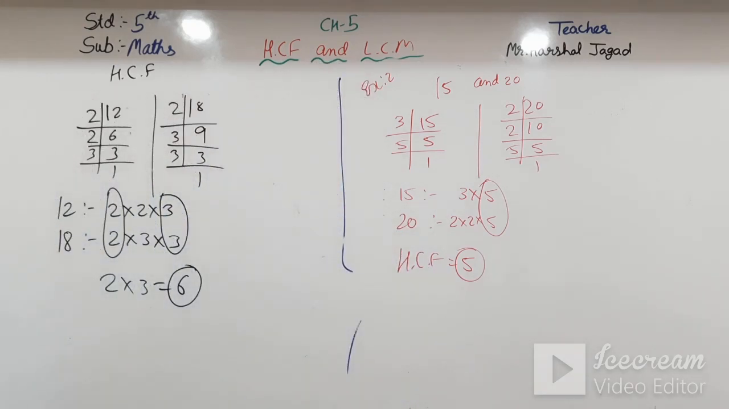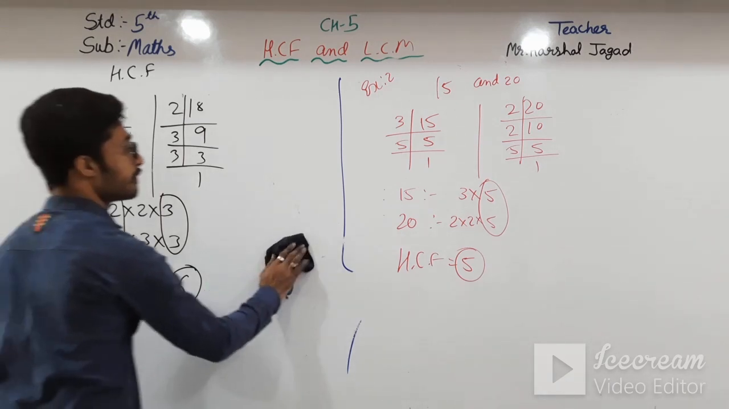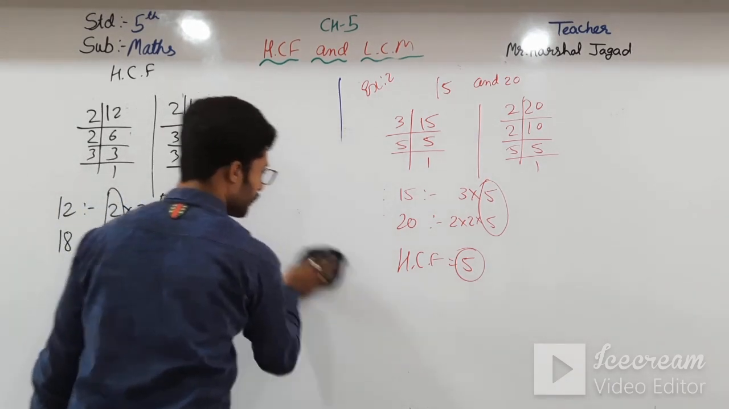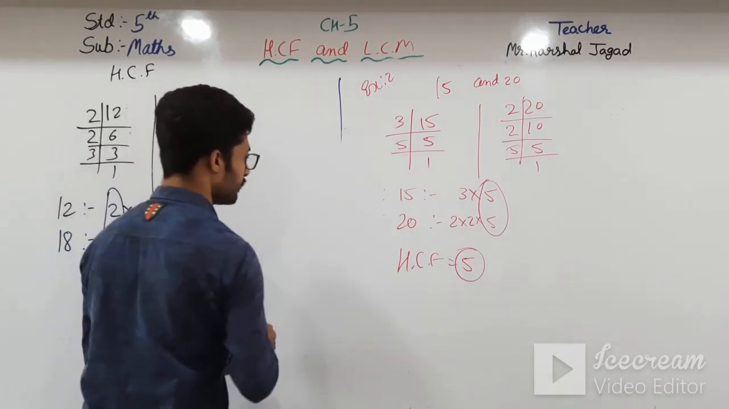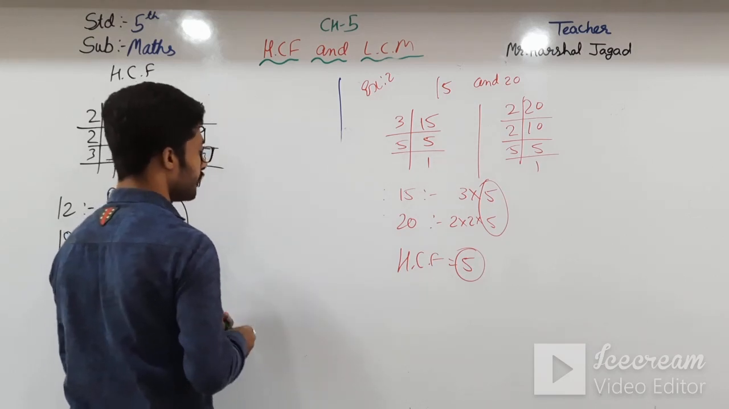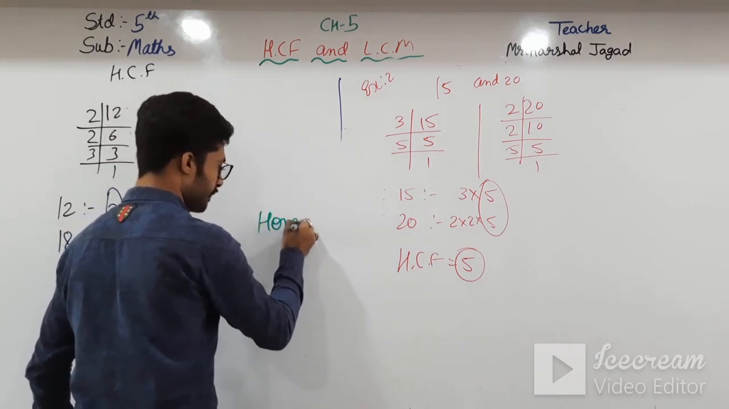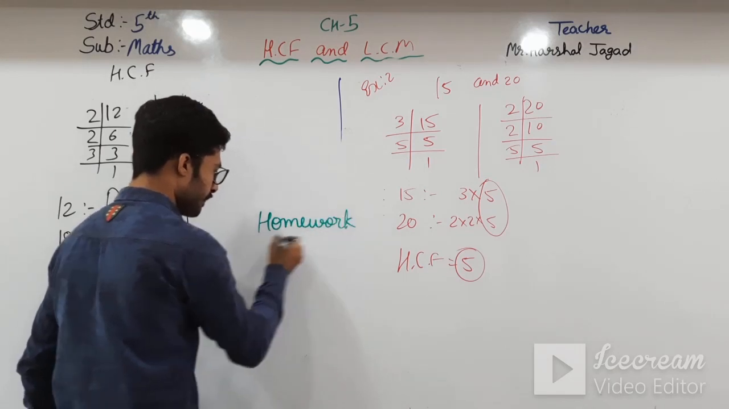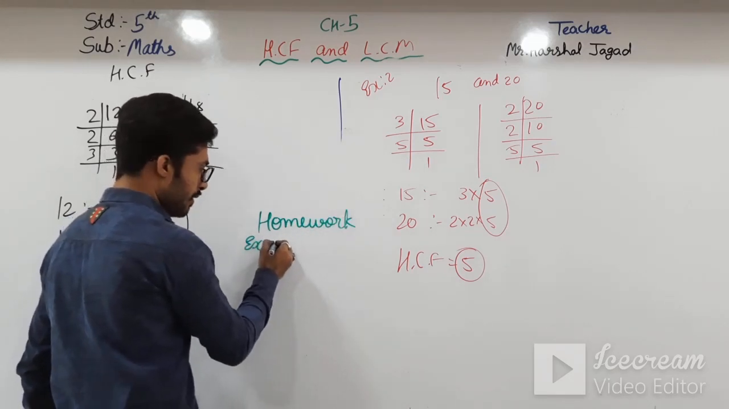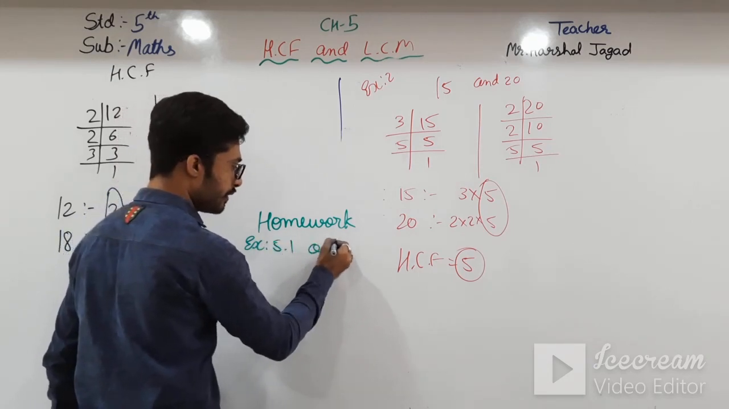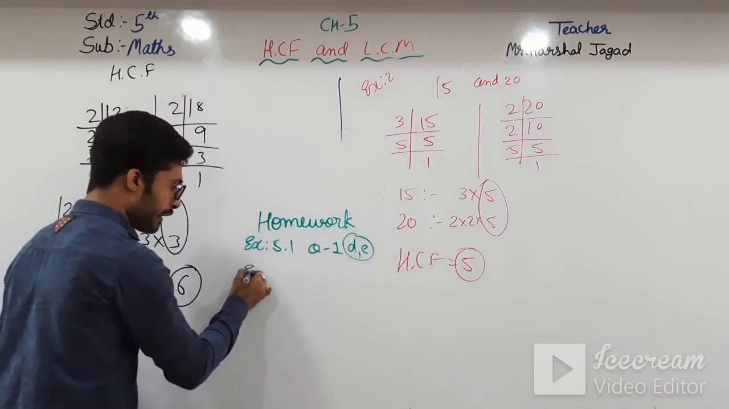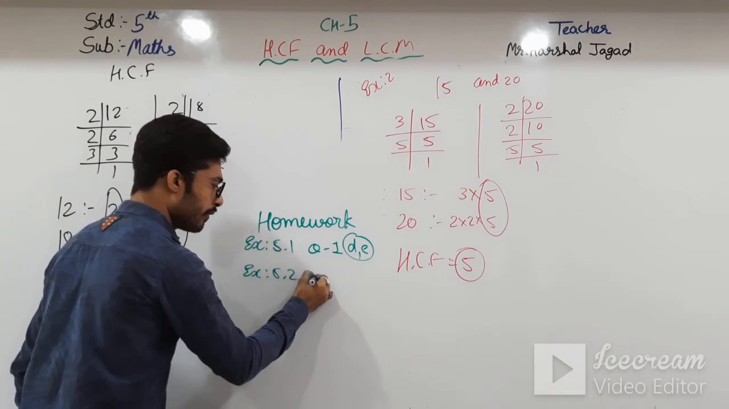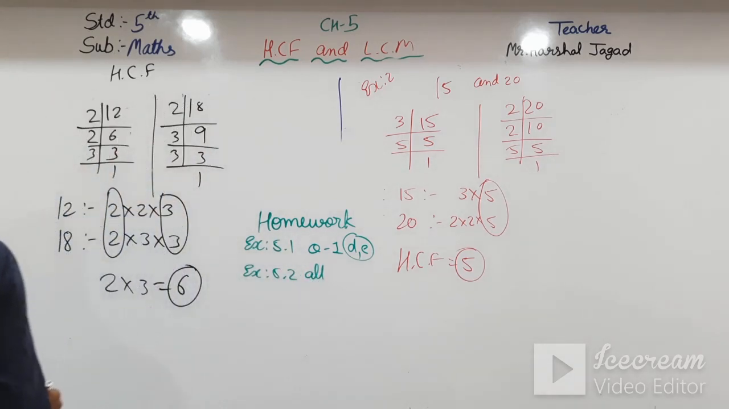Now write down your homework. So homework is exercise 5.1 question 1 D and E, and exercise 5.2 all. Okay students, so that is your homework.